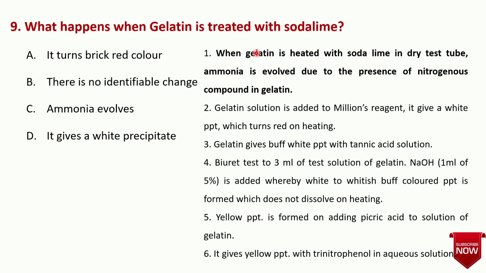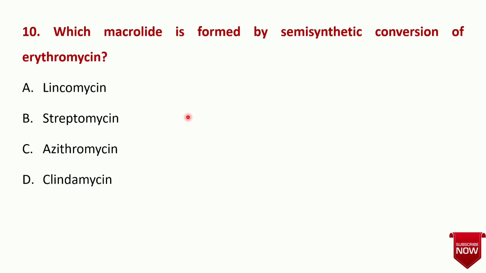So by reacting with soda lime, it is going to evolve ammonia due to the presence of nitrogenous compounds in gelatin. 10th question, which macrolide is formed by semisynthetic conversion of erythromycin?